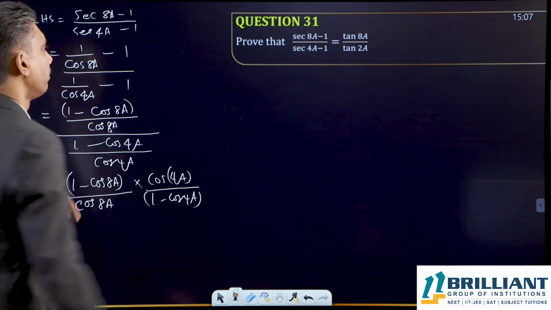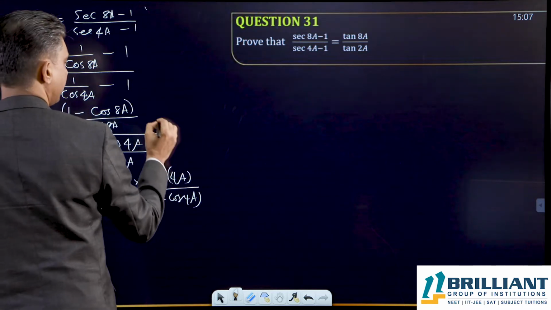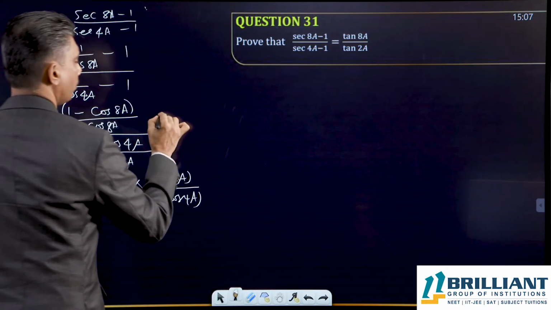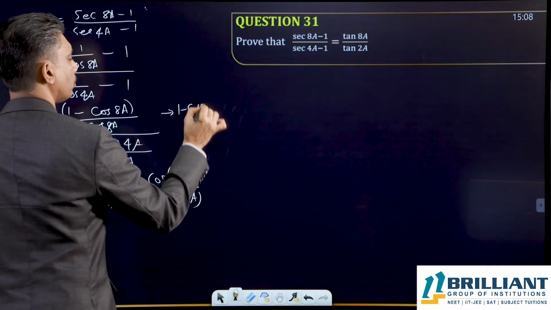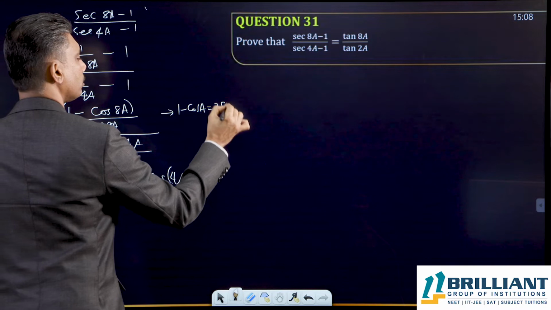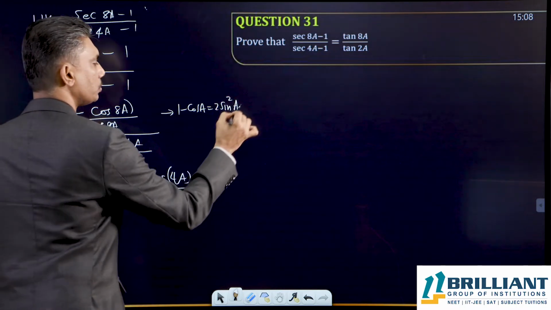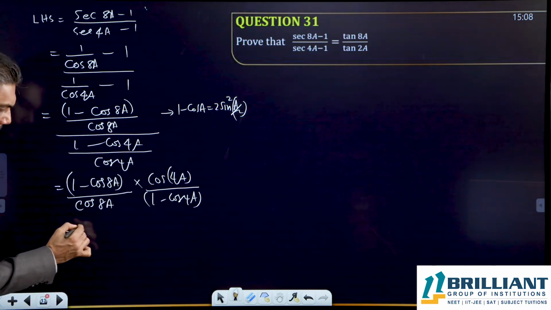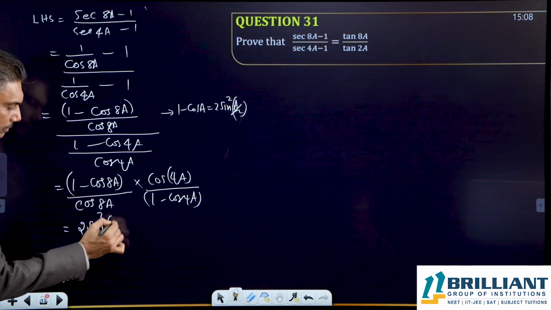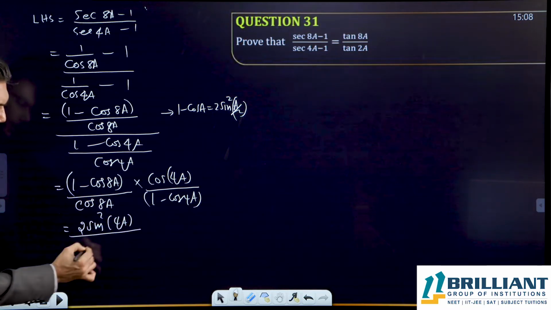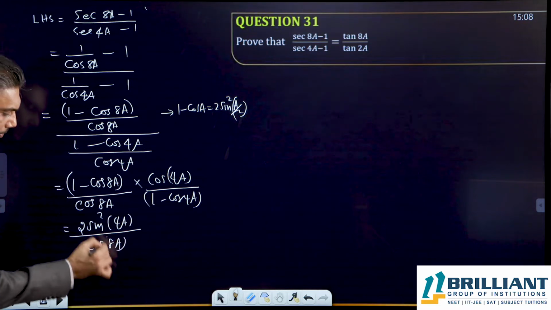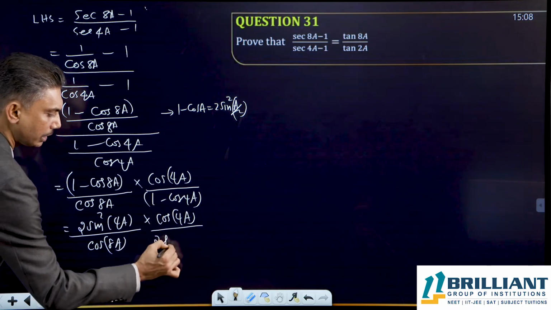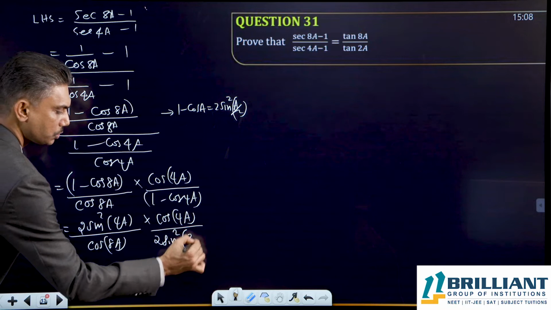again the last problem I used an identity. What was the identity? 1 minus cos a equal to what? 2 sin square a by 2. So, this will become 2 sin square 4a by cos 8a into cos 4a by 2 sin square 4a by 2, which is 2a.